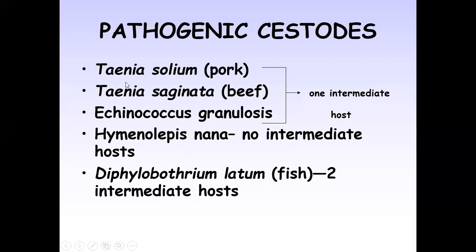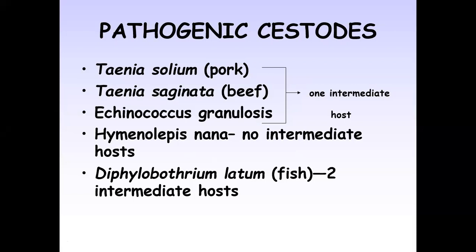Most of the time you would get a question about the differences between Taenia solium and Taenia saginata. You will also get a question on Diphyllobothrium latum, especially in the viva, because it's a very important cause of vitamin B12 deficiency anemia or megaloblastic anemia.